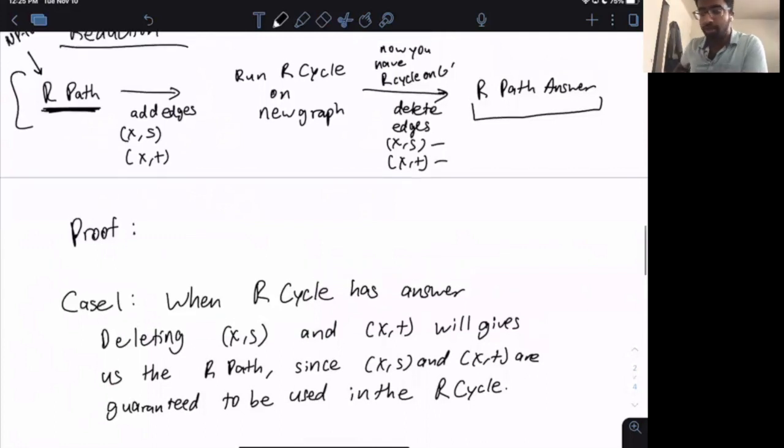Whenever the Hamiltonian cycle algorithm takes in a graph through this transformation, you have G prime, your new graph. Whenever Hamiltonian cycle has an answer on that new graph, you can find an answer for the original Hamiltonian path problem, because all you have to do is delete x comma s and x comma t, and it's going to give you the Hamiltonian path. And how do you know this?